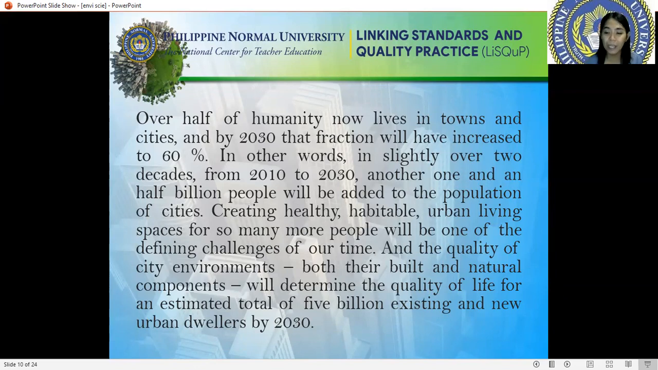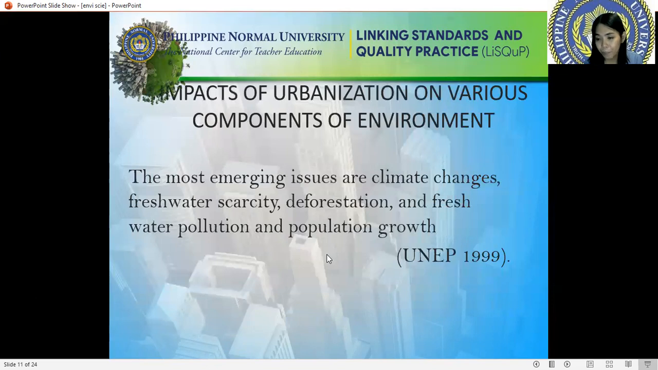So how will they cater to those needs in the urban areas? That will be the problem of the government in the future. Not only in the future, but actually today we are still experiencing it. So we need to address these issues. Their built and natural components will determine the quality of life for an estimated total of 5 billion existing and new urban dwellers by the year 2030.